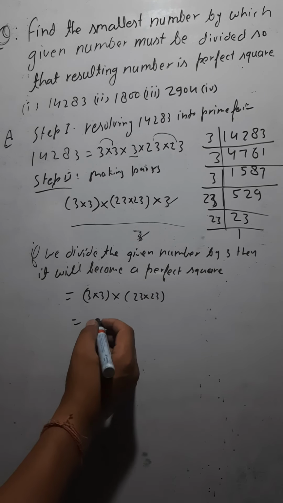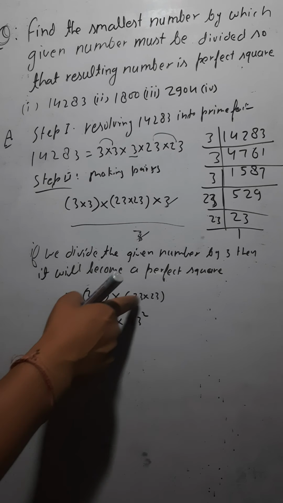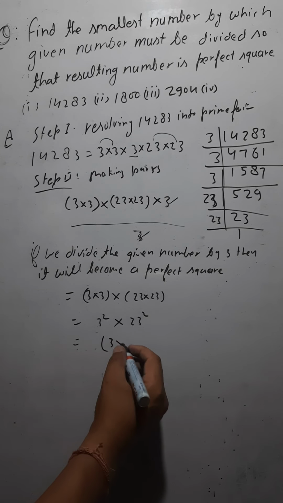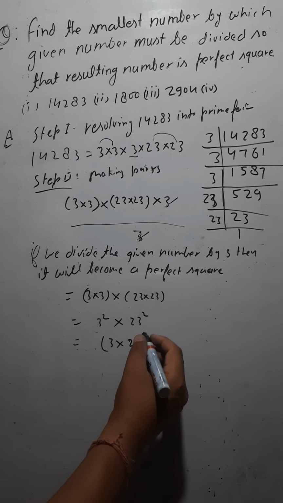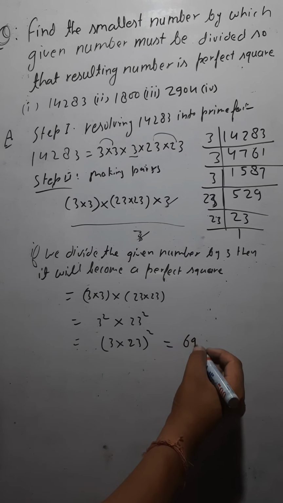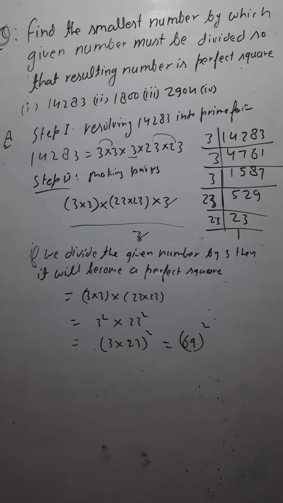So I would have the square of 3 and the square of 23, because 2 times, that is why I have it in square. So I can write it as 3 multiply 23, whole square. 3 times 23 is how much? 69. So it would be the square of 69. Now if you are dividing 14,283, whatever you are getting, how much are you getting?